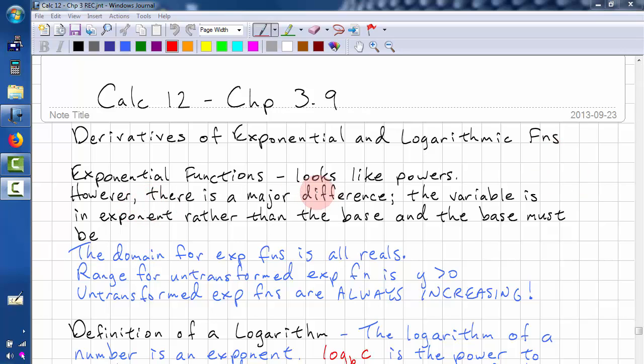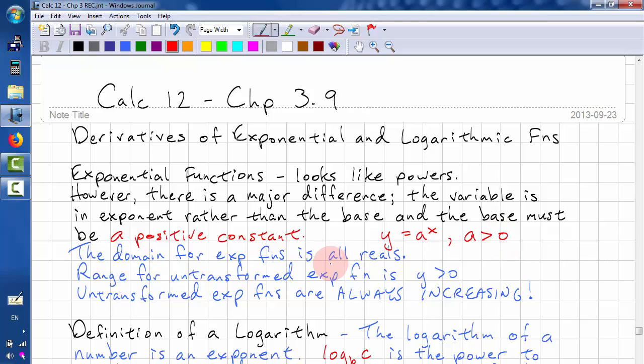So, exponential functions look like powers, but the major difference is the variable is in the exponent rather than the base. And the base must be a positive constant. Okay, so for instance, y equals a to the power of x. So our variable x is in the exponent, a is going to be a positive constant, so a greater than 0.